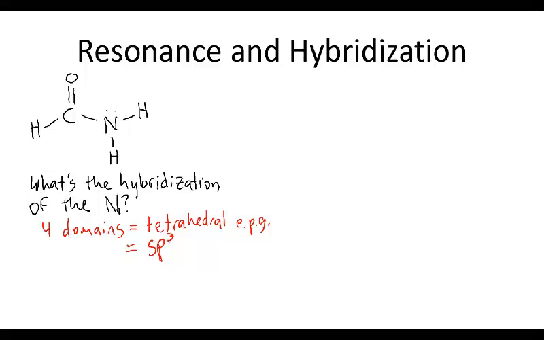Without thinking about resonance, we would have said that nitrogen is sp3 hybridized because it has 4 domains, so it has to have tetrahedral electron pair geometry. It's going to have a pyramidal shape. Turns out that's wrong. That's not the observed geometry. So let's go back. Where does that geometry come from? When we have something with 4 domains, we say it's tetrahedral. Why is something with 4 domains tetrahedral?